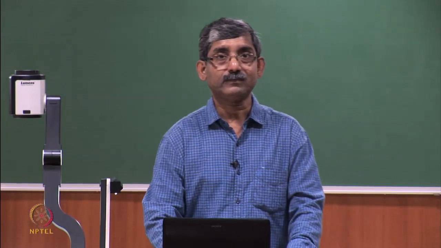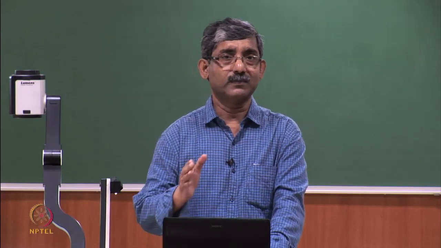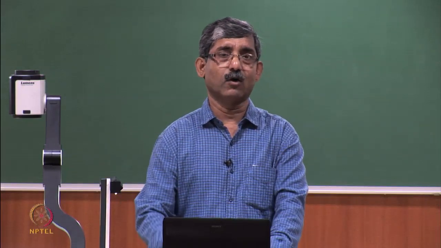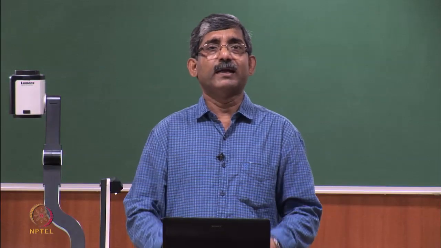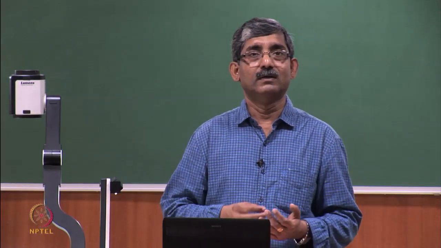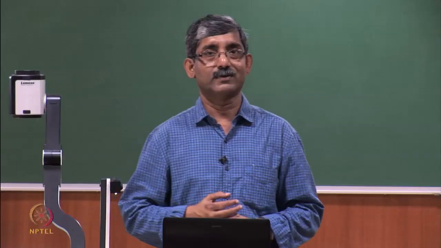First we will discuss all the aspects related to pilling, and after pilling we will start abrasion, although abrasion and pilling are interlinked. So, what is pilling? It is a fabric surface fault characterized by little pills of entangled fibers clinging to the cloth surface, which gives the garment an unsightly appearance. It is an ugly appearance.